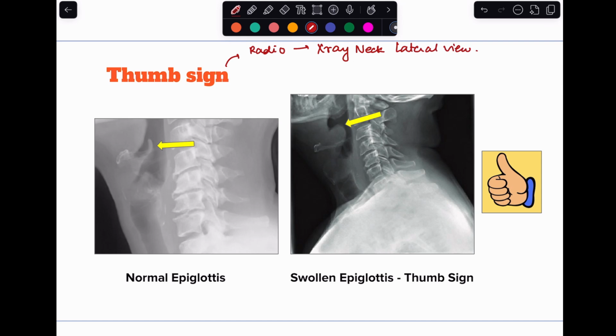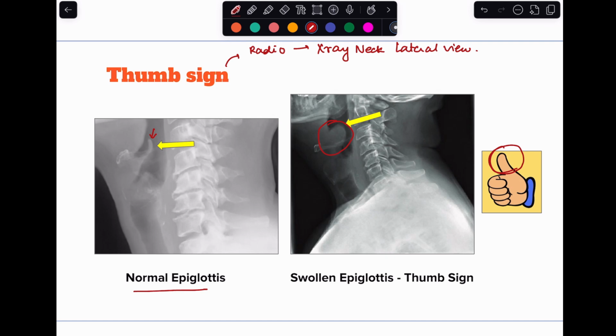Now what is this sign? First, let's look at the first image over here, which is that of a normal epiglottis. If we see the first one, this pointed area is the epiglottis. It looks like a leaf-shaped structure. But if we look at the epiglottis on the right image, which is that in case of epiglottitis, we can see it looks very swollen and it looks like a thumb. You can see that this portion looks like the thumb. That is the sign that we are seeing here.